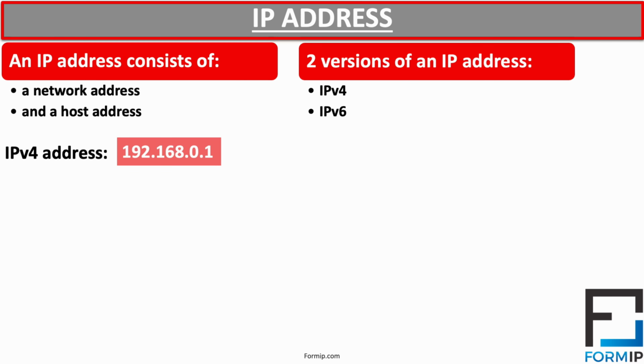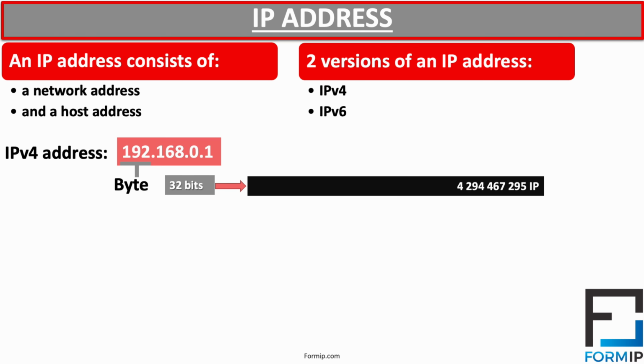Here's an example of an IP address in version 4. IPv4 is the version that is most used today, but not for very long, because it will eventually be replaced by IPv6. IPv4 is a 32-bit numeric address, which is written in 4 digits, separated by periods, and each group of numbers is called a byte. This is a number that can range from 0 to 255. Version 4 of the IP can produce more than 4 billion addresses.